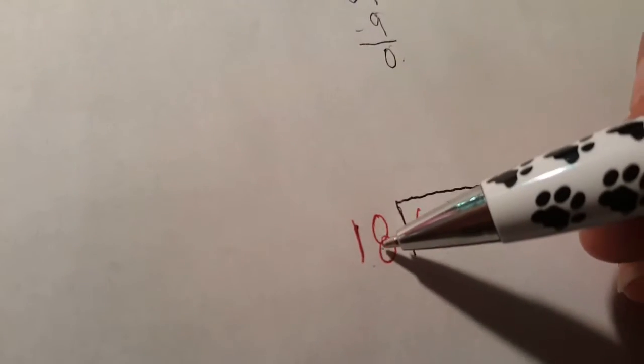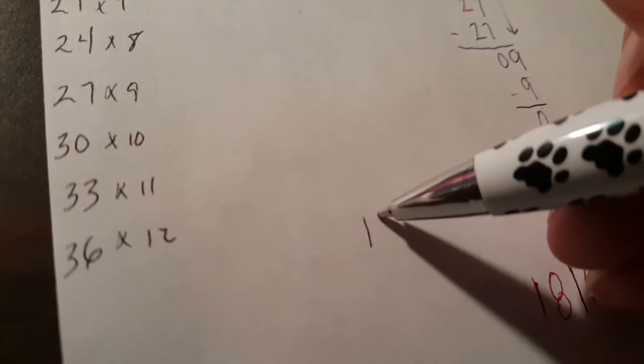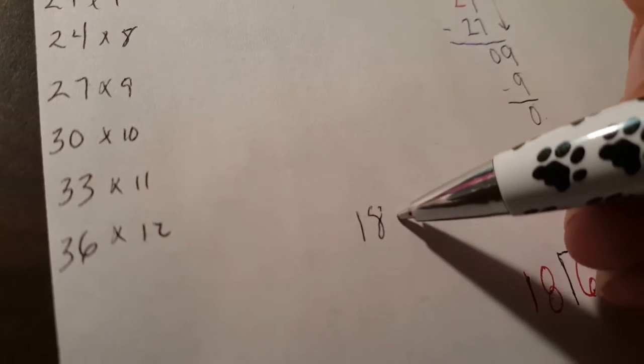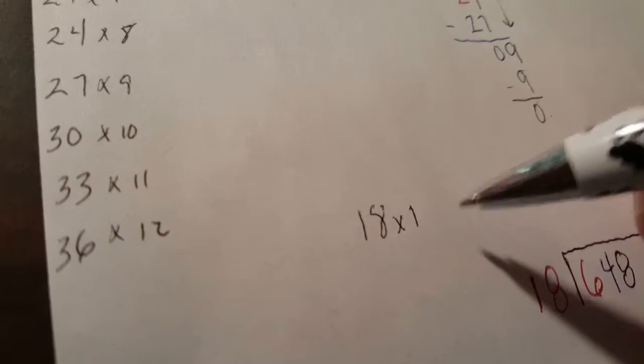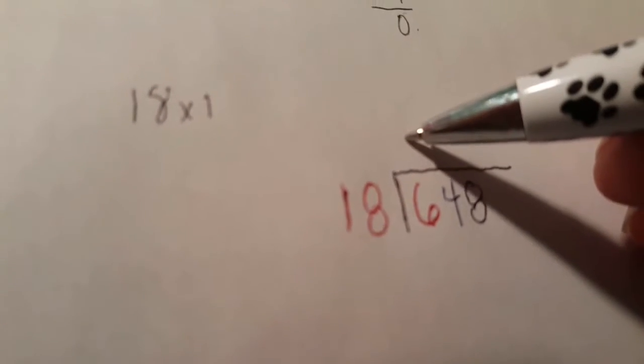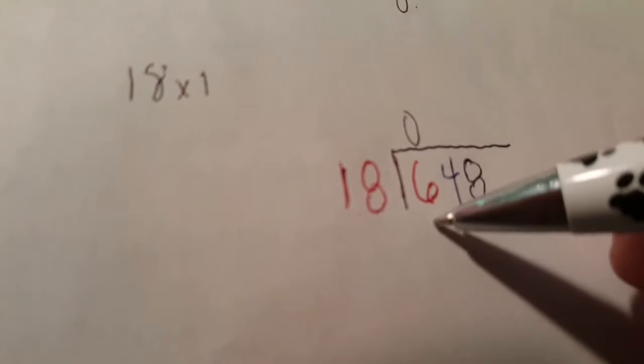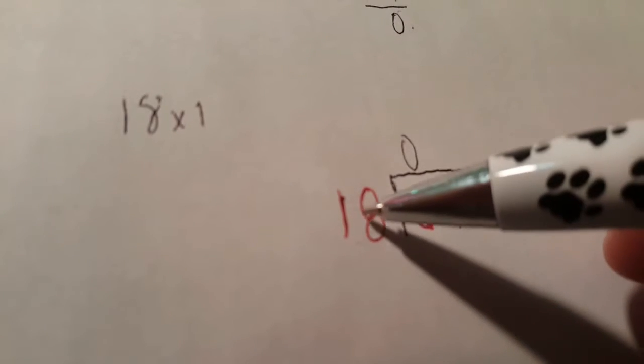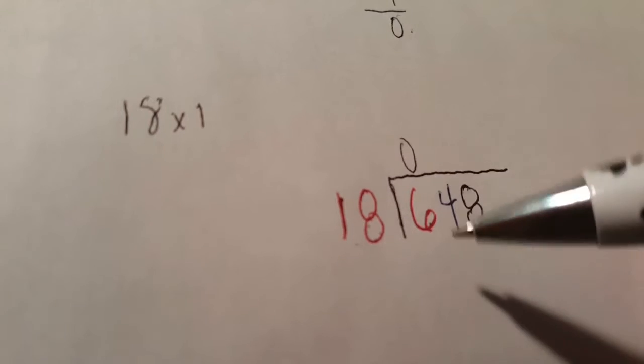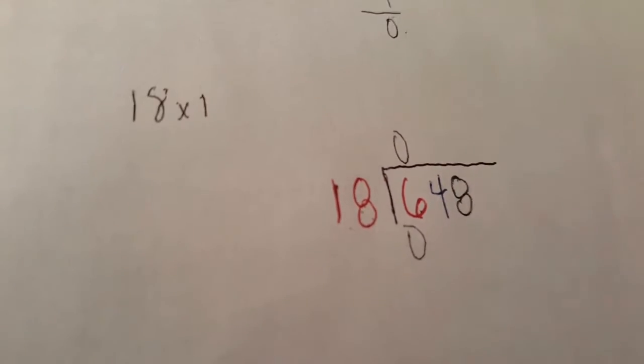Now, I don't know my factors of 18, so I'm going to write out my factors of 18. But I already know 18 times 1 is 18. So it doesn't go into 6 at all, because that is greater than 6. So I'm going to put 0. And the product, 18 times 0, is 0.